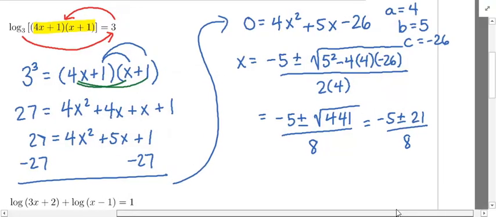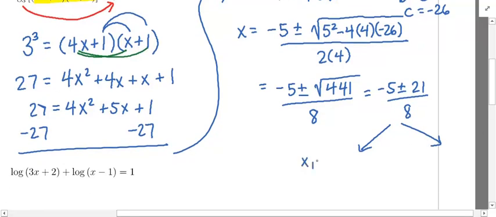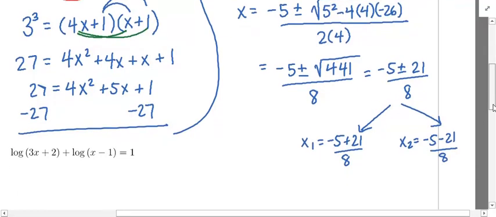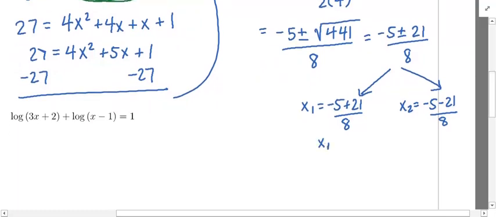Because of the plus or minus, we're going to end up with two solutions. The first value of x that will work here is going to be negative 5 plus 21 over 8. The second solution is going to be negative 5 minus 21 over 8. One solution comes from choosing the positive in the middle, the other comes from choosing the negative. So now let's simplify. Negative 5 plus 21 is going to give us 16 over 8, which is 2. So x equals 2 is one of the solutions.